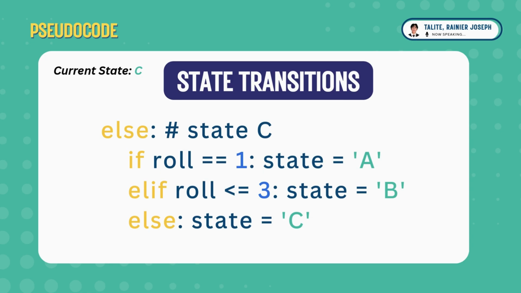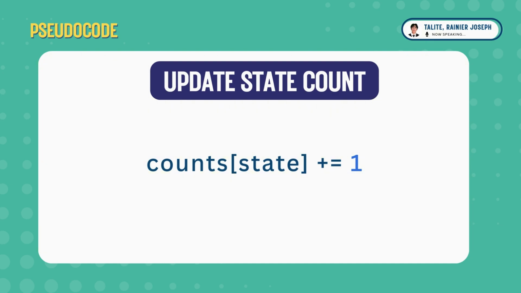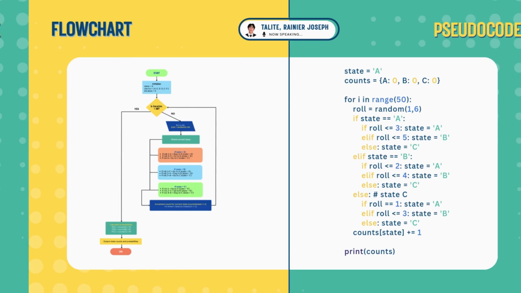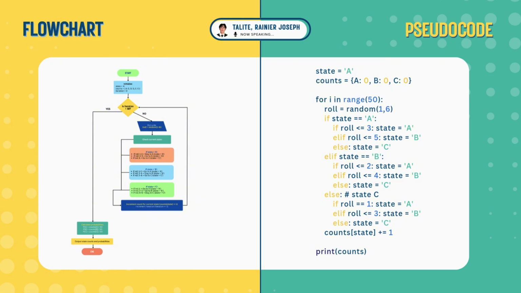After updating the state, the code increments the corresponding counter, and once all iterations are complete, it prints the final counts, which represent how often the system landed in each state. The flowchart and pseudocode represent the same system from 2 perspectives. One visual, the other logical. Now, I'll pass it on to Frances, who will present our simulation results.